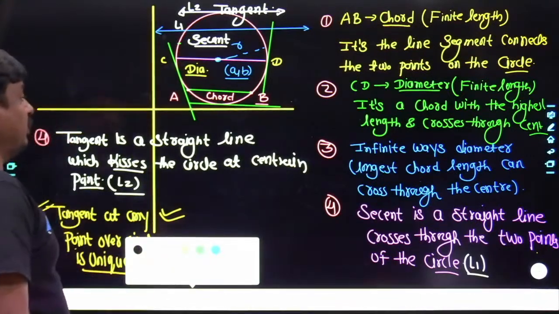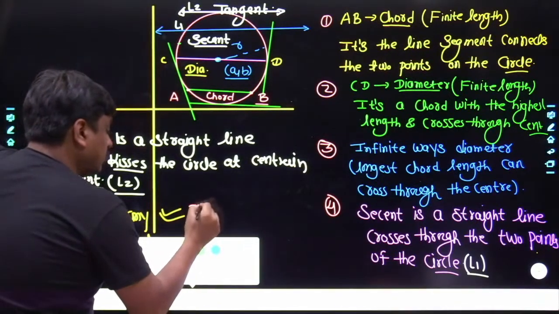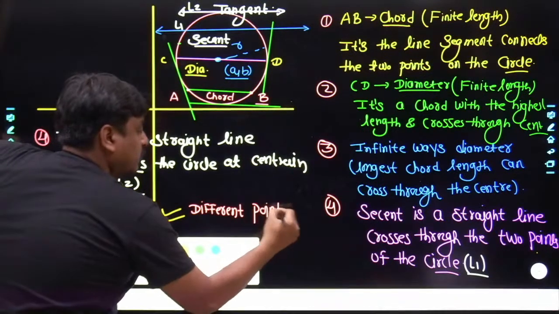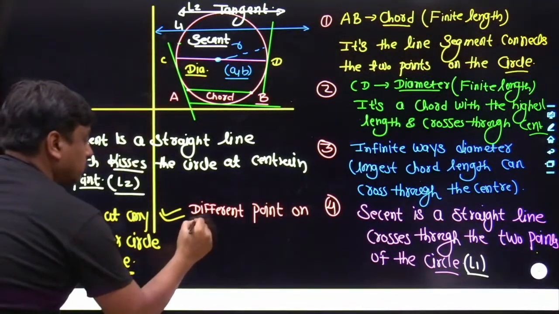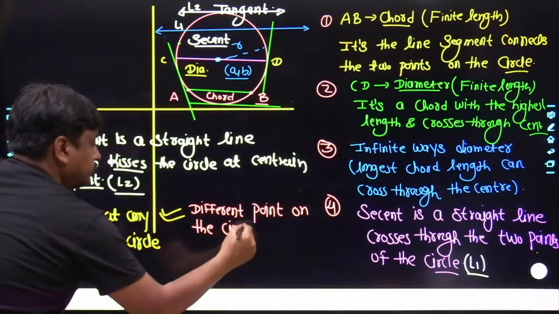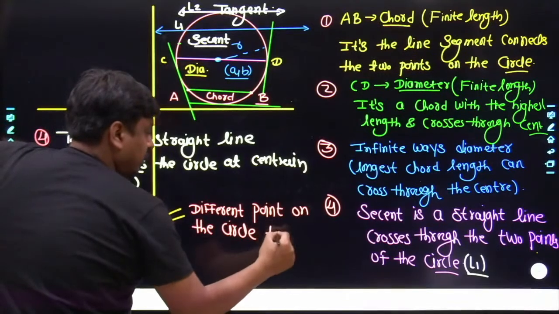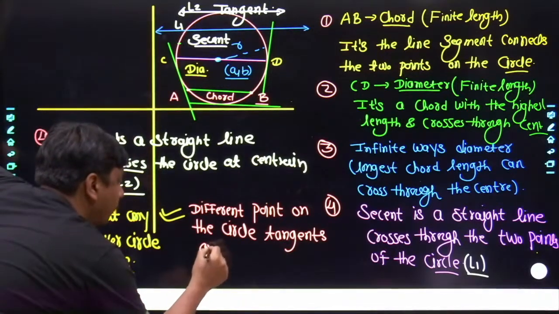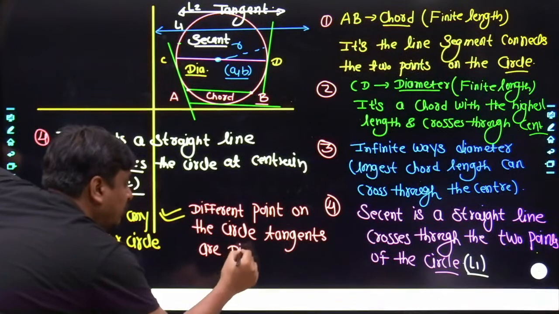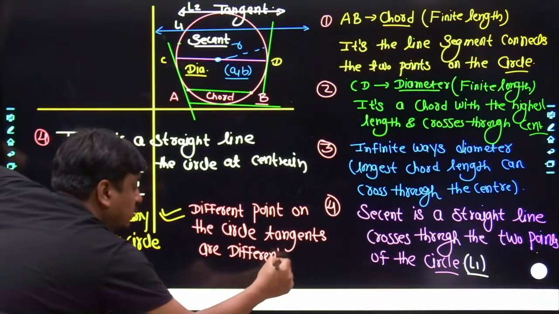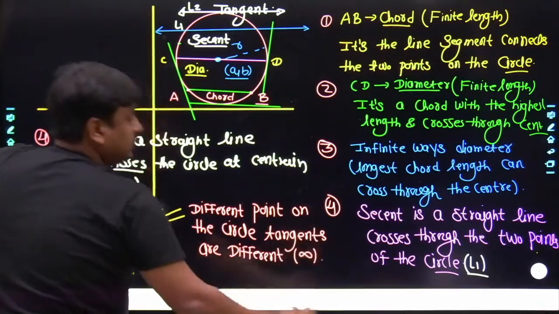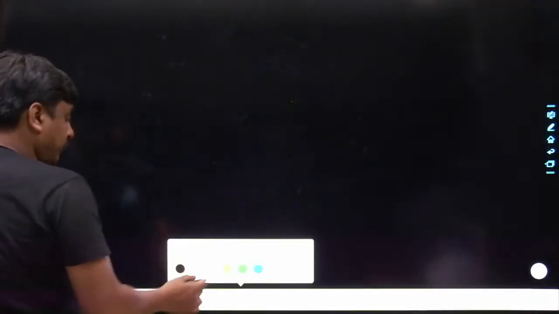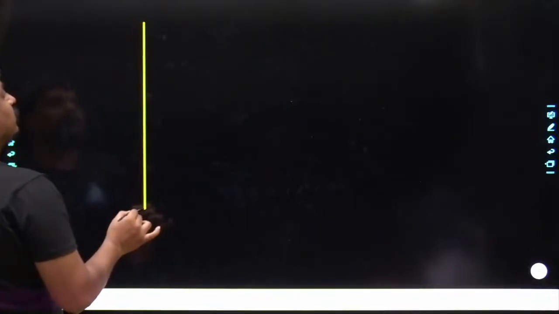Yes, so better to write over here: at different points on the circle, tangents are different. How many ways can you write it? Infinite. The infinite number of ways you can have this structure. Anyways, in the same sequence, let me move forward. I have taken the reference of an xy plane.